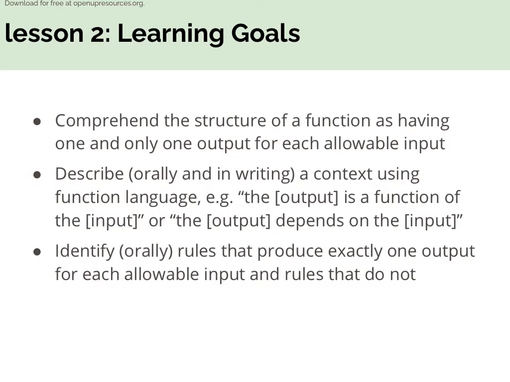The learning goals for Lesson 2 are: we can comprehend the structure of a function as having one and only one output for each allowable input. We can describe orally and in writing a context using function language, as in the output is a function of the input, or the output depends on the input. And also identify rules that produce exactly one output for each allowable input and rules that do not. These are everything we're going to accomplish in today's lesson.